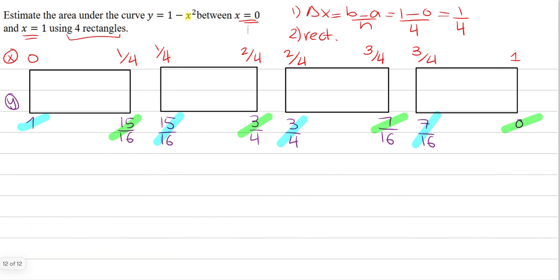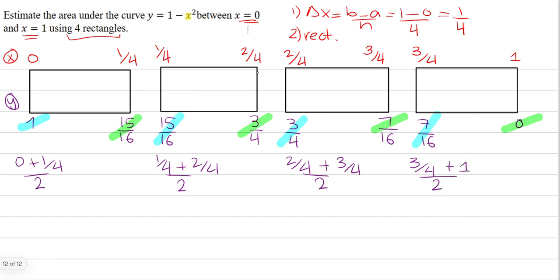Alright, so now I'm going to be solving if they asked me to solve using the midpoint. Now, how do I solve using the midpoint? I am going to find the midpoint for each rectangle. How do I do that? I am going to take both values, so 0 plus 1 over 4, divide by 2. Then for the next one, I take 1 over 4 plus 2 over 4, divide by 2. Same thing here, 2 over 4 plus 3 over 4, divide by 2, and 3 over 4 plus 1, divide by 2. That's how I find my midpoint.